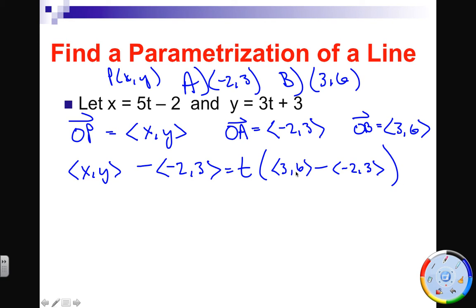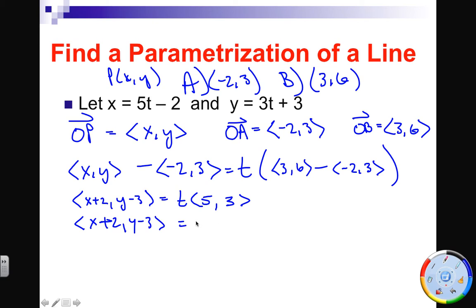This is just using that thing that I put in the bubble on the other page. This new vector, since it's just subtraction, becomes x minus negative 2, so plus 2, comma, y minus 3. It's equal to t times the vector. 3 minus negative 2 is 5. 6 minus 3 is 3. So I get x plus 2, y minus 3 is equal to 5t, 3t.